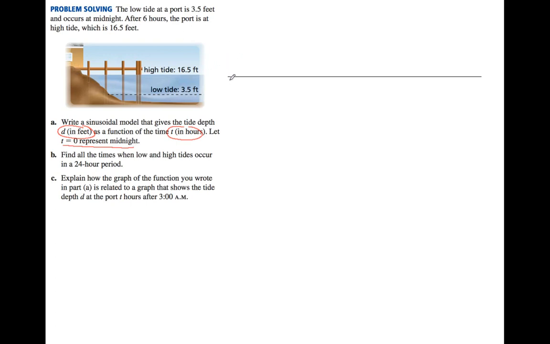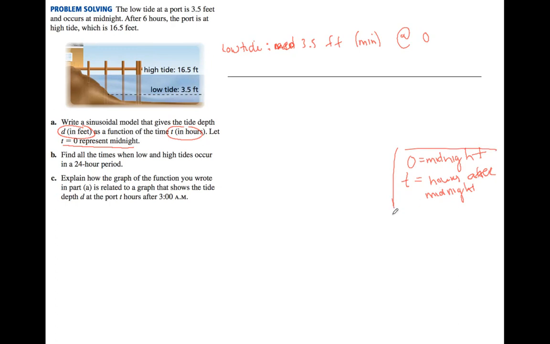So low tide is at midnight. Is 3.5 feet. That's your minimum. And that's going to be at 0. And I'm saying 0 because t equals 0 is midnight, right? And t is the hours after midnight or since midnight, right? I think that's an important thing for us to make a note of.